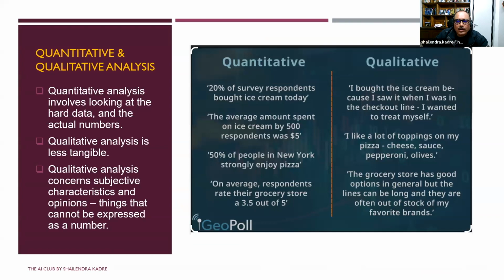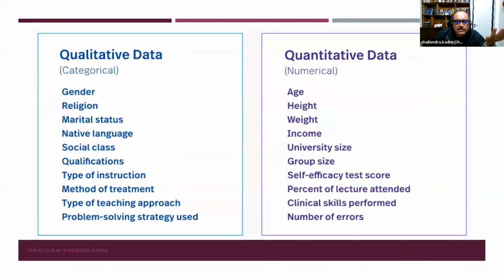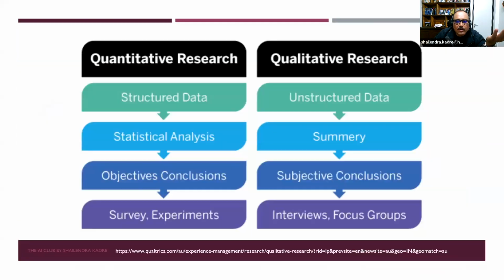We talked about qualitative and quantitative. I think every one of you understands this. Then we talked about some characteristics of quantitative research. Quantitative research deals with structured data, statistical analysis, and the conclusion will be objective. For every person, it will be the same. The data collection methods for quantitative are surveys and experiments.